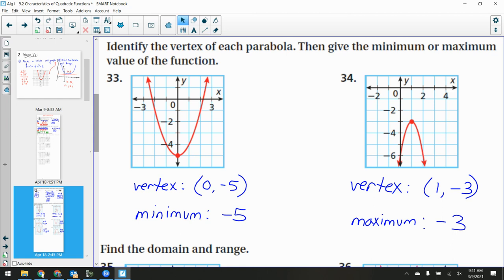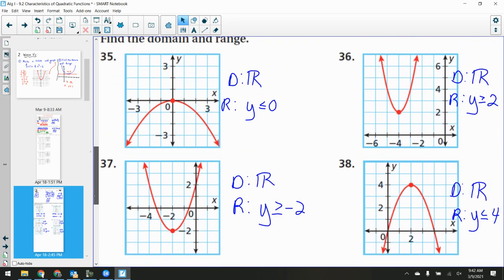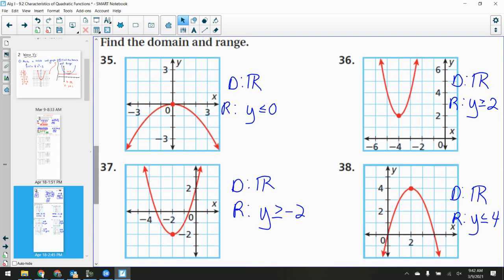All right, there's 33 and 34. You don't have to say the minimum value is just a number. If you had said the coordinate as well, that's totally fine. You could say the minimum value is 0, -5. The maximum value is at 1, -3. Understand that the y value is technically the actual minimum or maximum. And then there's the last 4. Notice how the domain is all real numbers. Oh, the range, it kind of got cut off on the TV, so look up there.